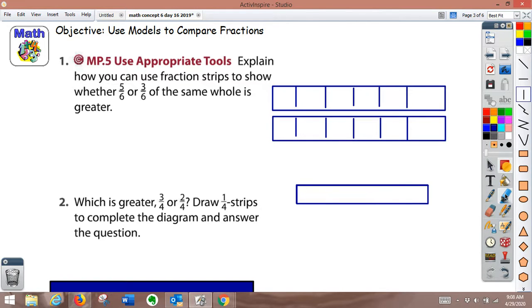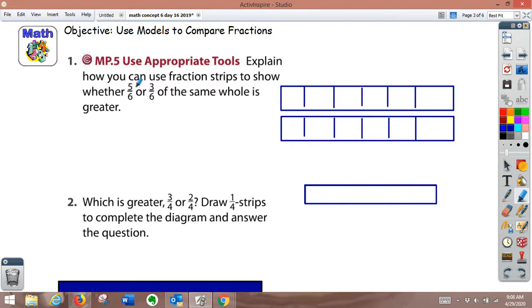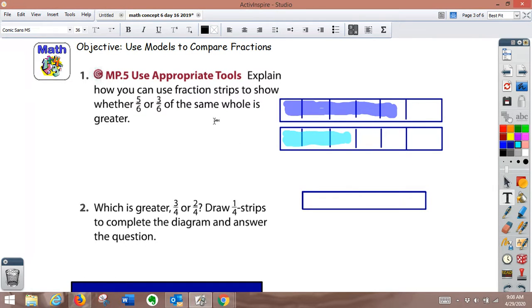Now the numerator here tells us how many parts we're talking about, right? So here's one that wants to know about 5/6. So I have to color in 5 of those 6. There's 5 of those 6 colored in. And the other one says 3/6. So I'm going to color those in because that's all we're talking about on that one. And now I'm going to compare them. Which one is greater? Make sure you pay attention to that. Are they asking for greater or which one is less?